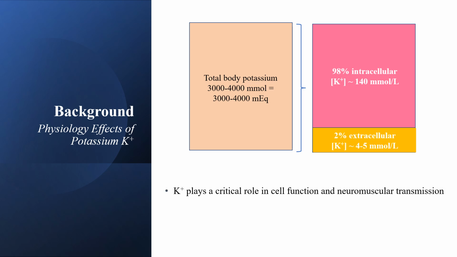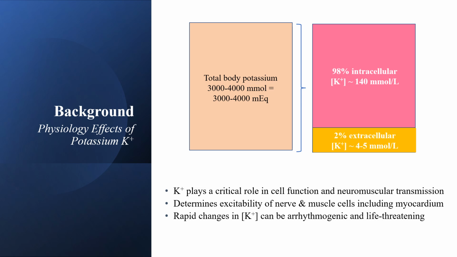Potassium plays a critical role in cell function and in neuromuscular transmission. It determines the excitability of all nerve and muscle cells, including the myocardium. Rapid changes in potassium concentration can be arrhythmogenic and life-threatening.